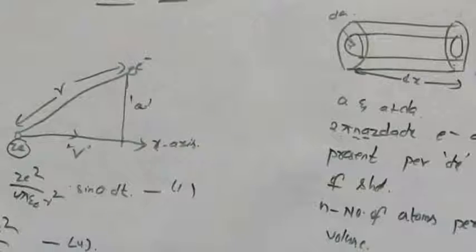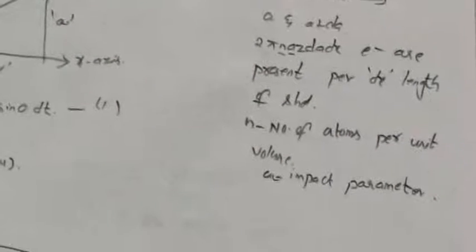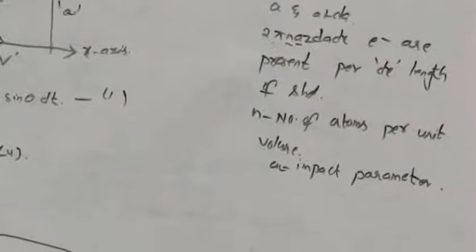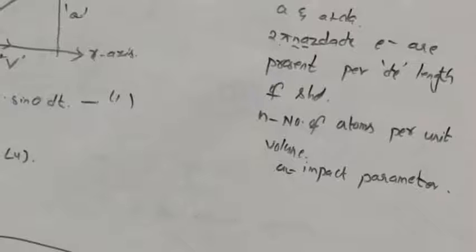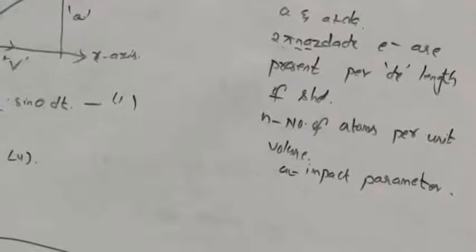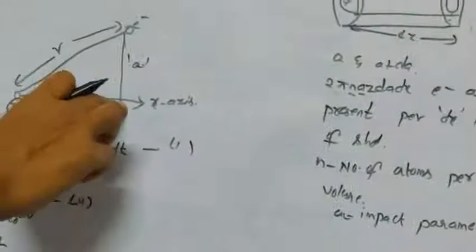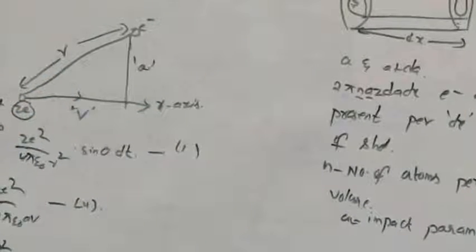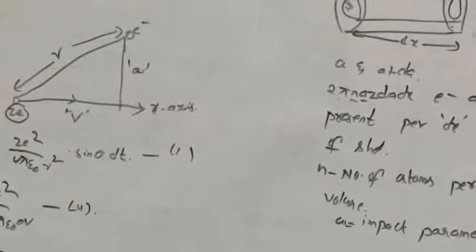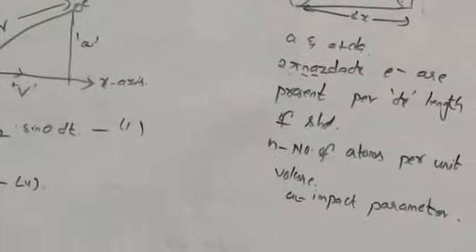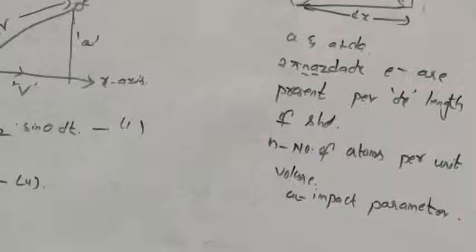So what do you mean by impact parameter? Okay, it is nothing but the closest distance from a stationary electron to the moving charged particle on the x-axis. That is the impact parameter. And then Z, you are observing. Okay, what do you mean by Z here?